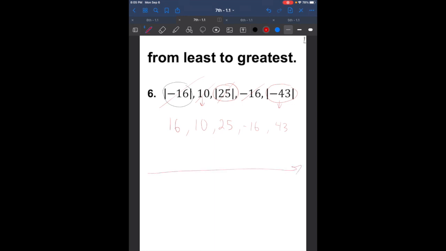So let's draw our number line. I know we don't have the number 0, but it's just easy for us to imagine it if we do put a 0. So let's see, which one is our biggest number? Looks like 43 is our biggest number. So I'm going to work my way from the biggest to the smallest. So cross off 43. Next is 25. So we got 25. Then we have 16. Then we have 10. And then remember, negative numbers are on the left side of the 0. And here's negative 16. So let's put it from least to greatest. We have negative 16, 10, 16, 25, and 43. And ladies and gentlemen, that is how we do absolute value.